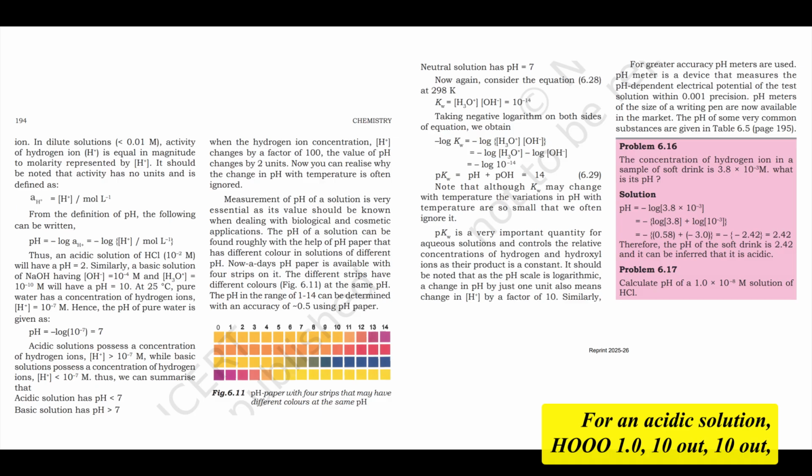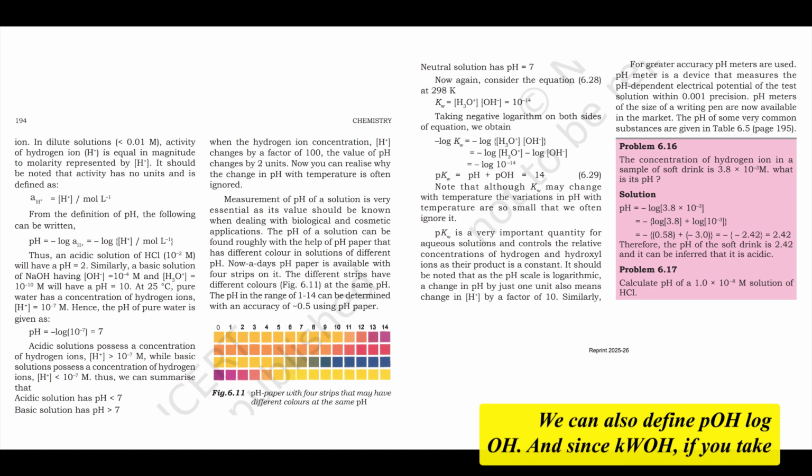For an acidic solution, [H+] is greater than 1.0 × 10^-7 M, which means the pH will be less than 7. For example, if [H+] = 10^-3 M, pH equals 3. For a basic or alkaline solution, [H+] is less than 1.0 × 10^-7 M, which means the pH will be greater than 7. For example, if [H+] equals 10^-9 M, pH equals 9.